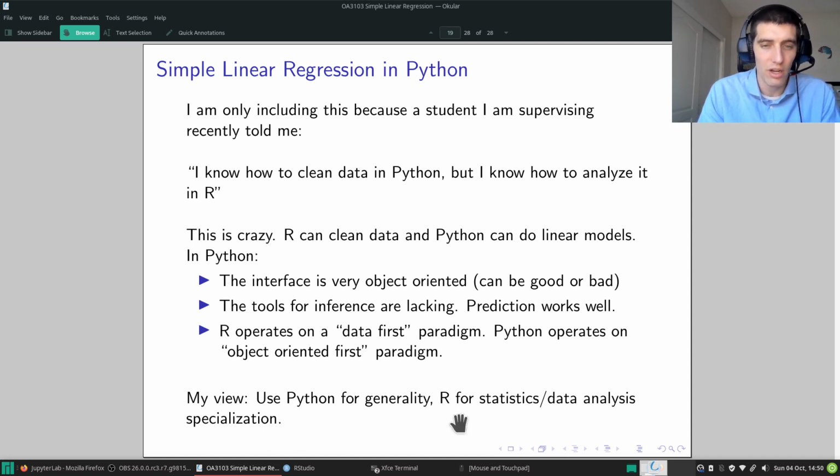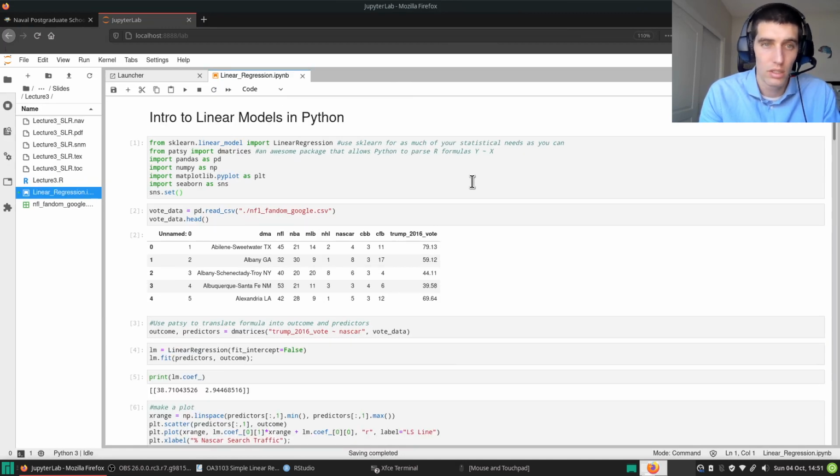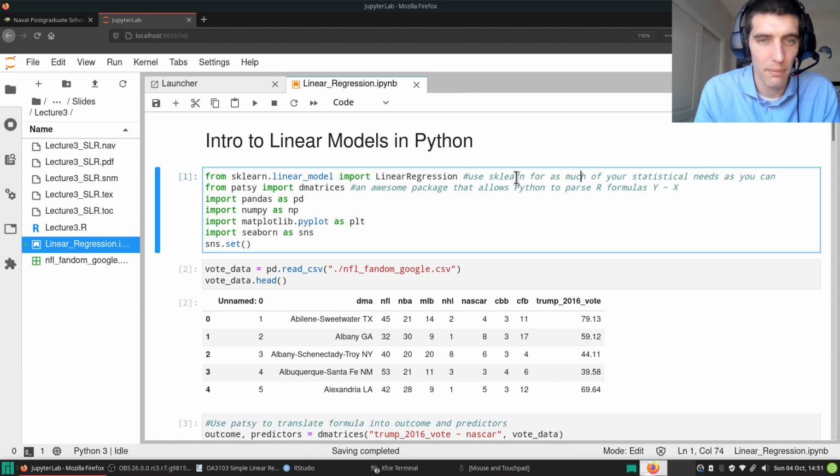If I'm working on a project where I'm doing statistics or data analysis almost exclusively, I use R. And if I'm working with machine learning, especially things like neural networks, the software is better in Python, so I switch back and forth between them. But we can do linear regression in Python. I'm going to show you this once, so we've all seen it. Here is an example. This is not something that's going to be tested on or required to know. So just hang out and listen, and hopefully learn something.